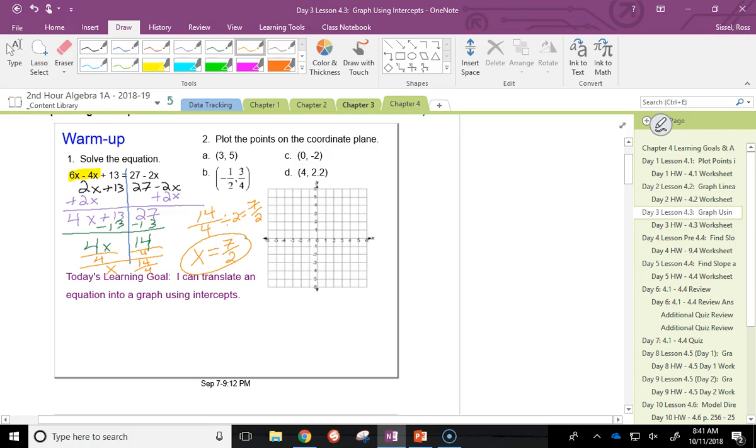On number 2, plot the points. I'm going to go ahead and just do that for you. Remember, your first term is your x, which is your run. So 1, 2, 3. 1, 2, 3, 4, 5. That is A. I'm going to go C. 0, negative 2. D is 4 and 2.2. So 4. And then 2.2 would just be a little bit higher.